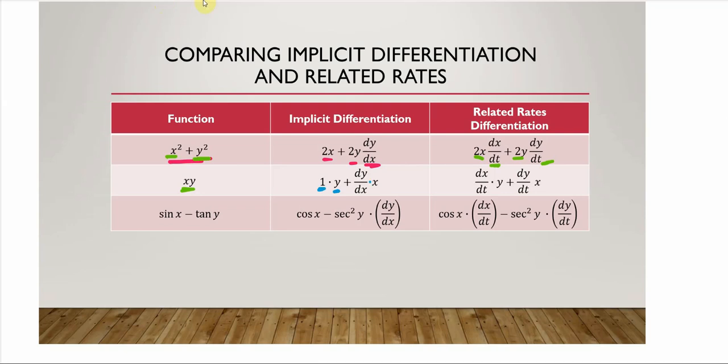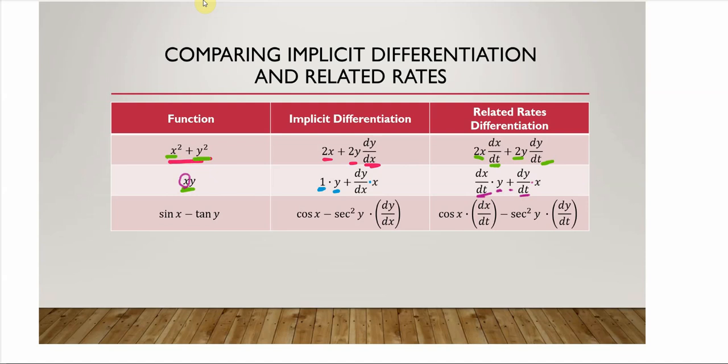Now, if I was to have done related rates, I'm going to take the derivative of x now with respect to time, so that's going to give me dx dt times my y plus the derivative of my y with respect to t times my x. All right, so are you noticing something different about related rates? On this one, we're always going to put d letter over dt.